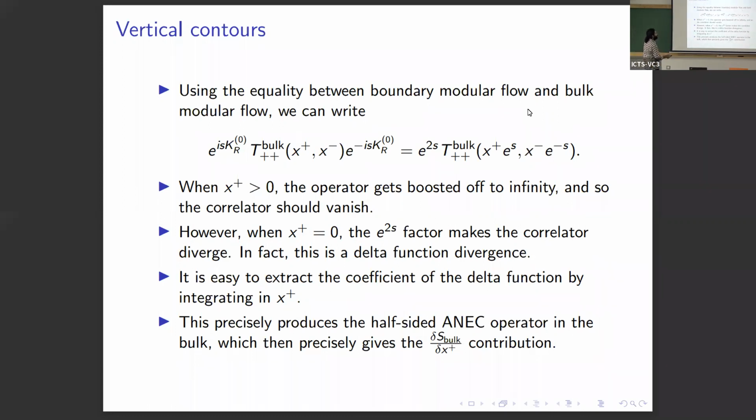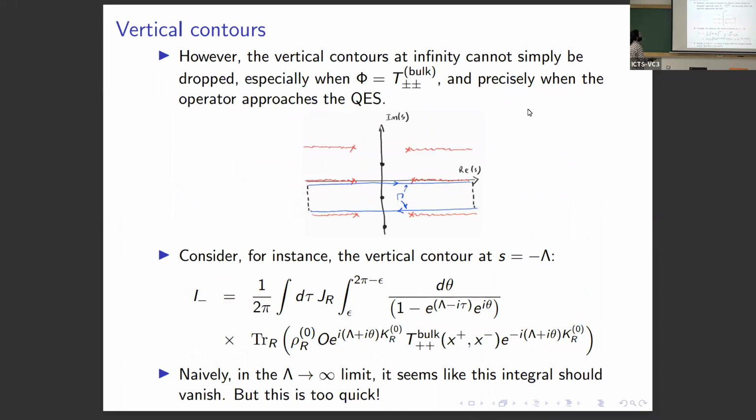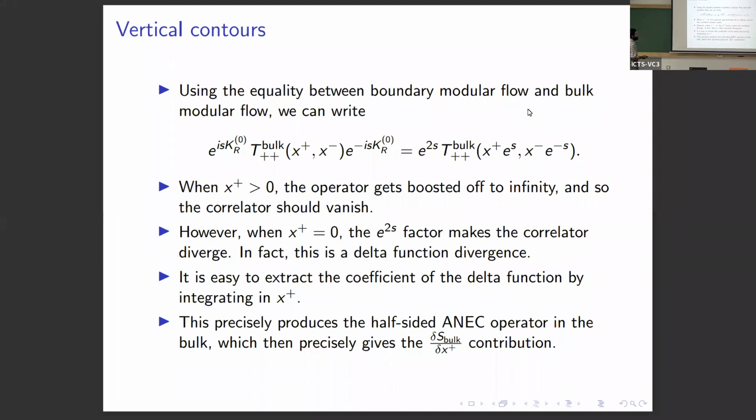And by doing that, what you find is that the coefficient of that delta function is precisely this delta S bulk by delta X plus. Okay. So going into the details of how the coefficient is equal to this term, I will defer to discussions. If you have a question about that, I can answer. But what I've tried to convince you here is that you get a delta function shock from these vertical contours at infinity, and the coefficient of the delta function shock is precisely what you expect from Einstein gravity.